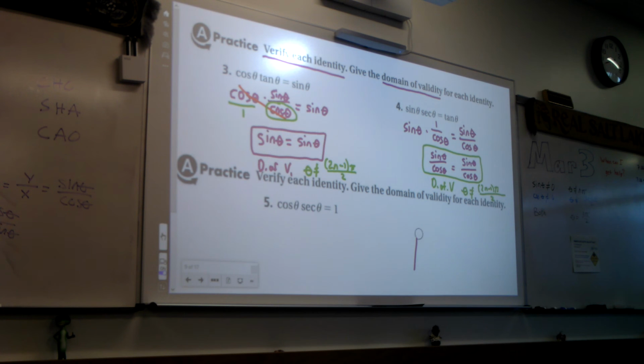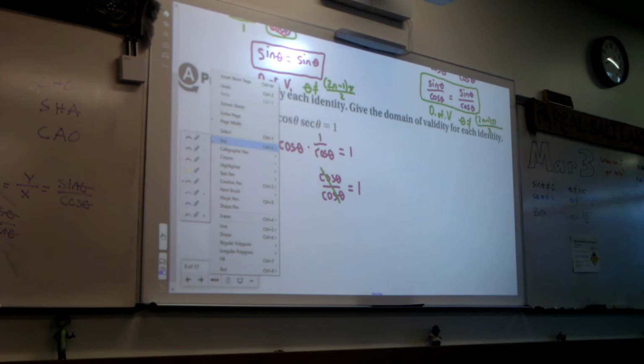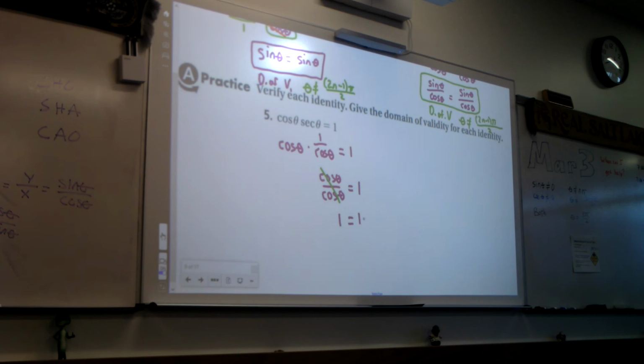Okay, so then let's go to Mikkel for the number 5 here, the second problem. What did you do here, Mikkel? Alright, so I did the same as 4, simplify secant to 1 over cosine. Okay, keep on going. Then we multiply them, cosine theta over cosine theta equals 1, which simplifies to 1. Is that a true statement? Sure is. Awesome. What about the domain of validity? It's the same as before. Theta cannot equal 2n minus 1 pi halves.